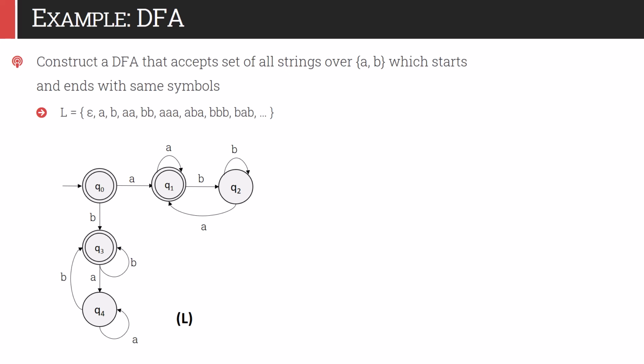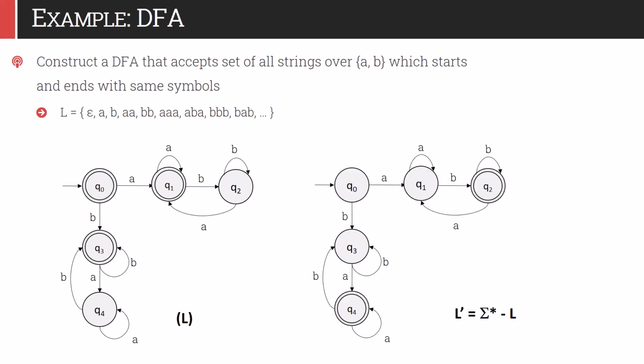If we want to design a DFA in which the strings have a different start and end symbol, so if it is starting with A, it should end with B, and if it is starting with B, then it should end with A, that is the complement of the language. For that, we simply have to change the status of the states. If it is final, we make it non-final. If it is non-final, we make it final. Okay? So this is the DFA for the complement of the language.